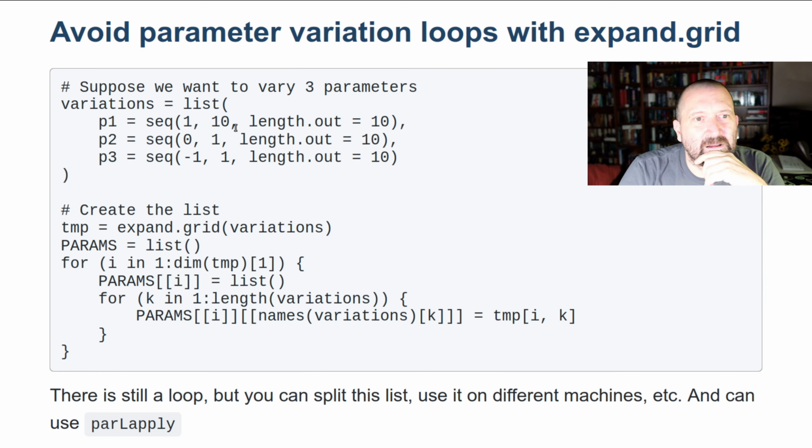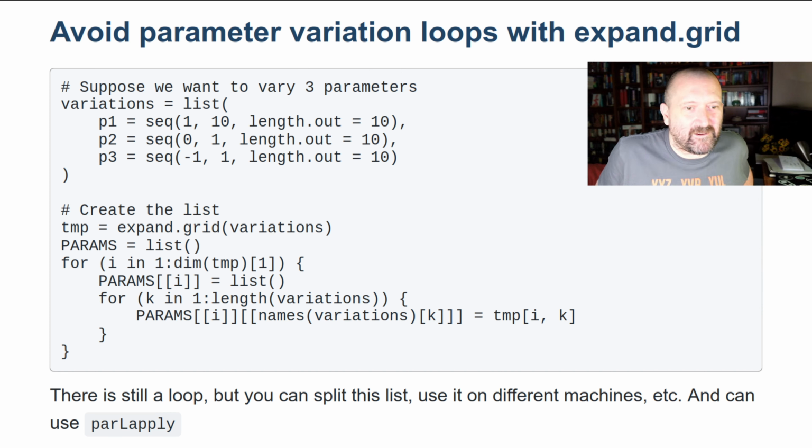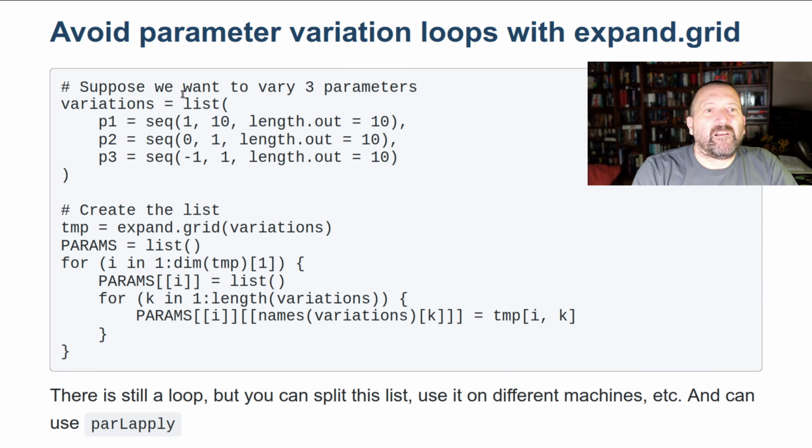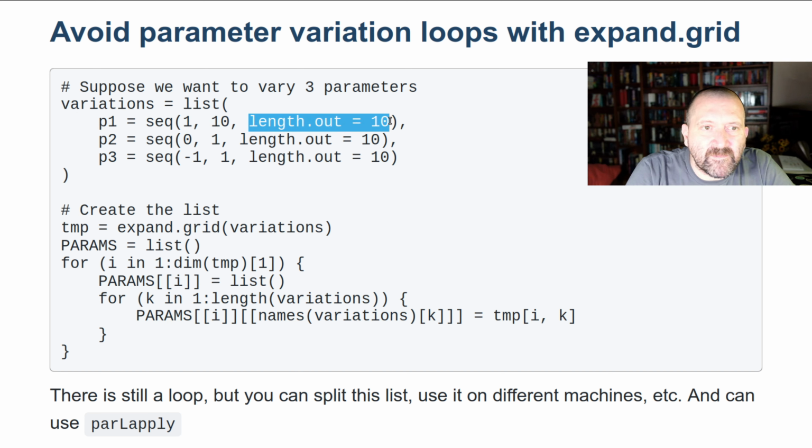Let me show you an illustration in a sense. Suppose, and that also brings me to a very useful notation here, that I want to vary 3 parameters. The way you've probably done it up to now is that you will have a loop for parameter 1. Here I'm taking, for instance, a parameter 1 that's varying, so this is a sequence from 1 to 10 with 10 entries. Okay.